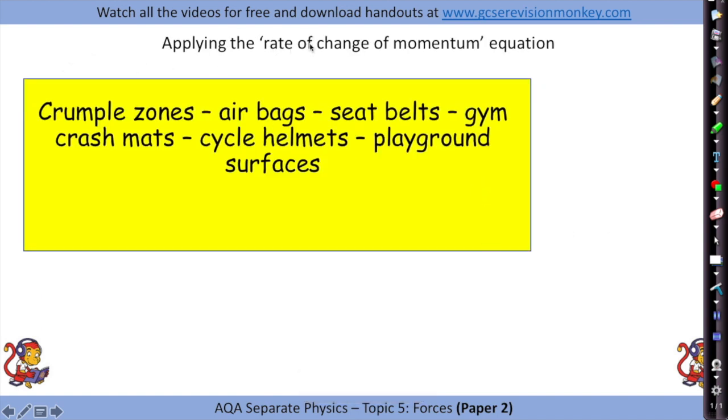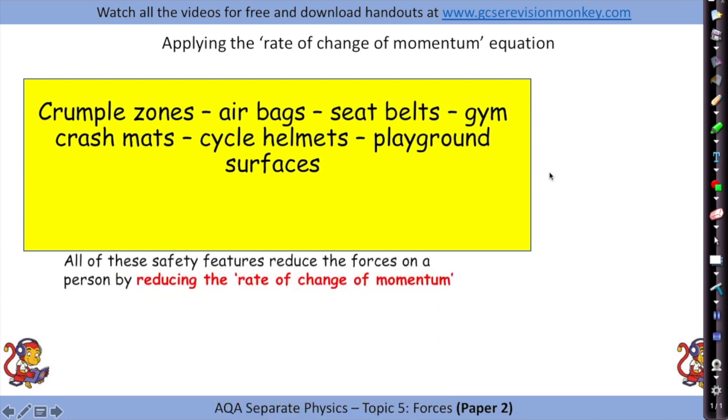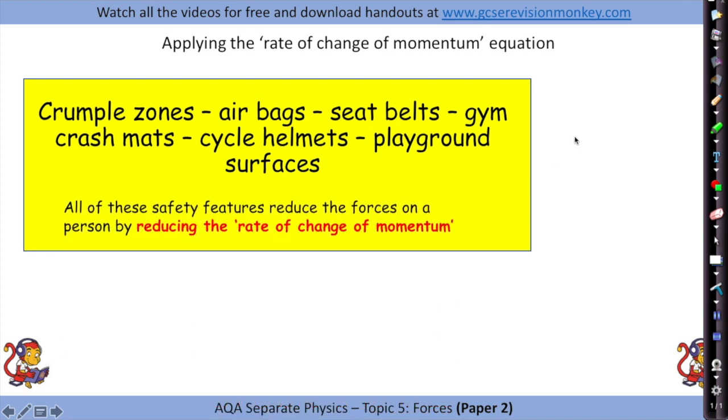Okay, so applying the rate of change of momentum equation. Crumple zones in a car, airbags in a car, seatbelts in a car, gym crash mats, cycle helmets, playground surfaces. All of these things keep people safe in an accident, and they all work in the same way. All of these safety features reduce the forces on a person, and it's those forces that will injure someone. And how do they do that? Well, they reduce the rate of change of momentum.